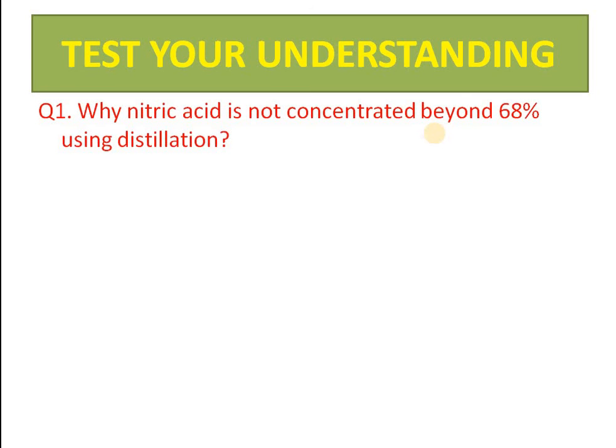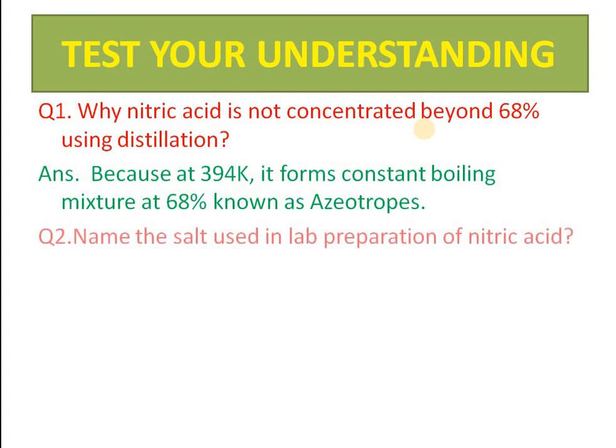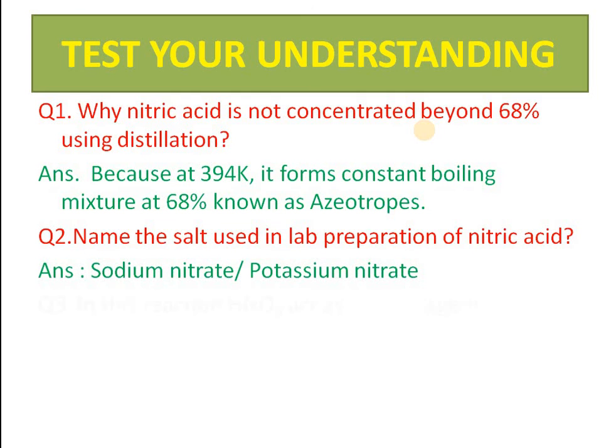Now let us try whatever you know: why is nitric acid not concentrated beyond 68%? Hopefully you may be knowing the answer. The answer is due to formation of azeotropes at a percentage of 68%. Next is, name the salt which is used in the lab preparation of nitric acid. That salt was a nitrate salt, sodium nitrate or potassium nitrate.